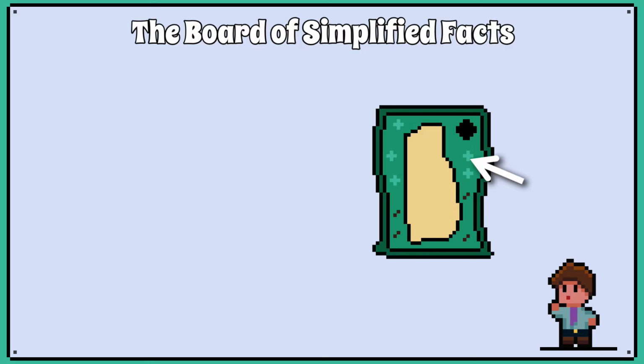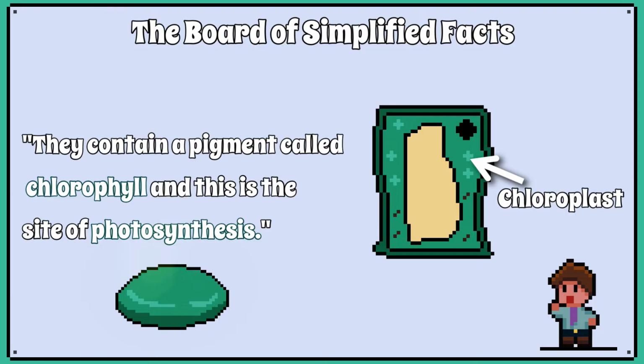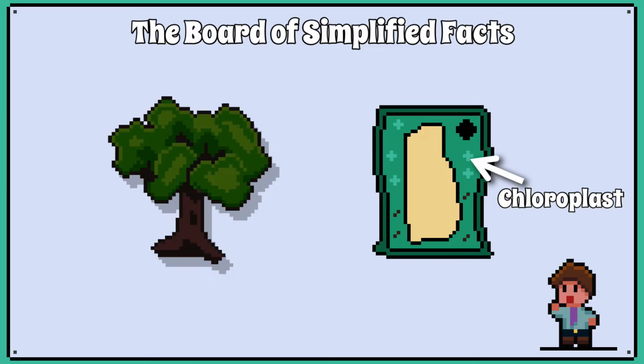Another feature of plant cells are these green parts called chloroplasts. They contain a pigment called chlorophyll, and this is where photosynthesis takes place in a plant. So the chloroplasts are the site of photosynthesis. Now remember, this is a generic plant cell. In a later lesson, you will realise that some specialised plant cells don't have chloroplasts, like the ones you'll find below the ground.